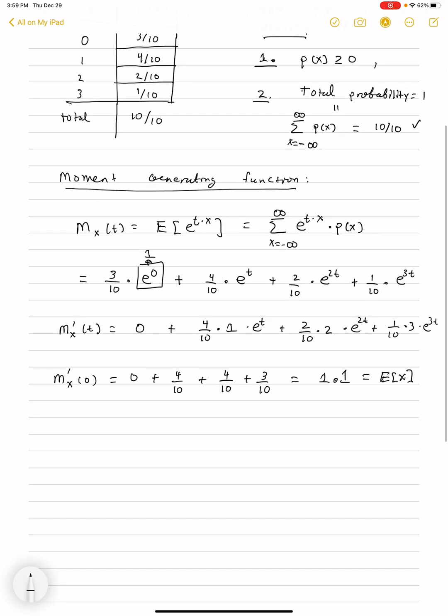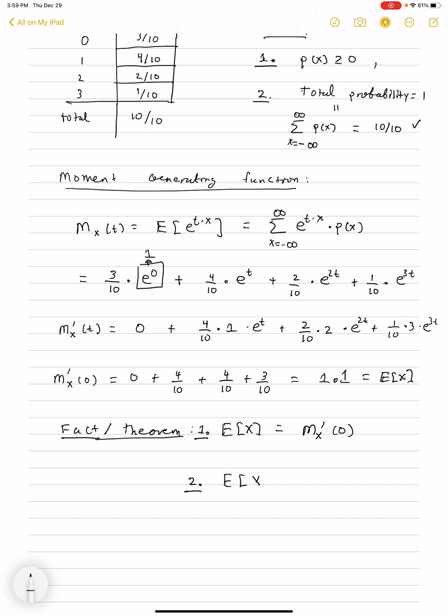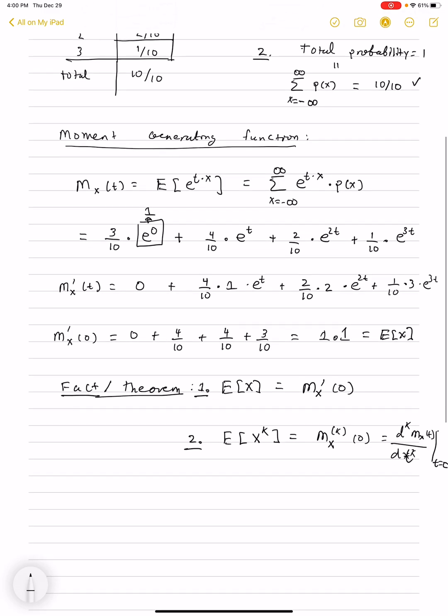So here's a little fun fact. You could even call it a theorem if you wanted. Part 1: the expected value of x, or the average, is just the derivative evaluated at 0. Part 2: if I want to take the expected value of x to the k, that just means take k derivatives and evaluate at 0. My apologies, that should be with respect to t, not x, and evaluate at t equals 0. Okay, so that's a fun fact. It's not too hard to prove.